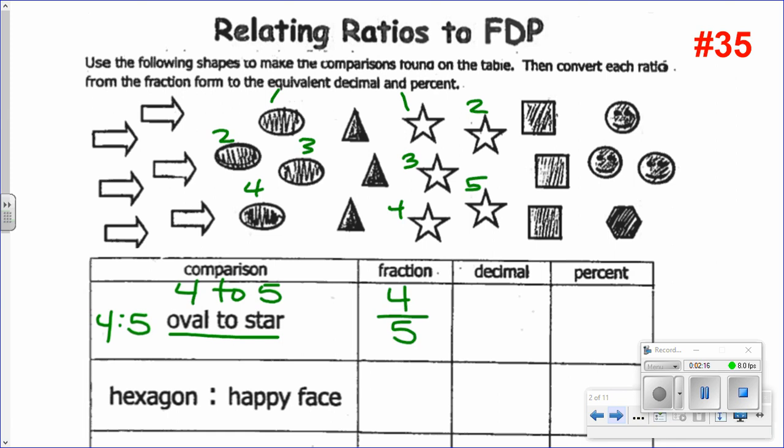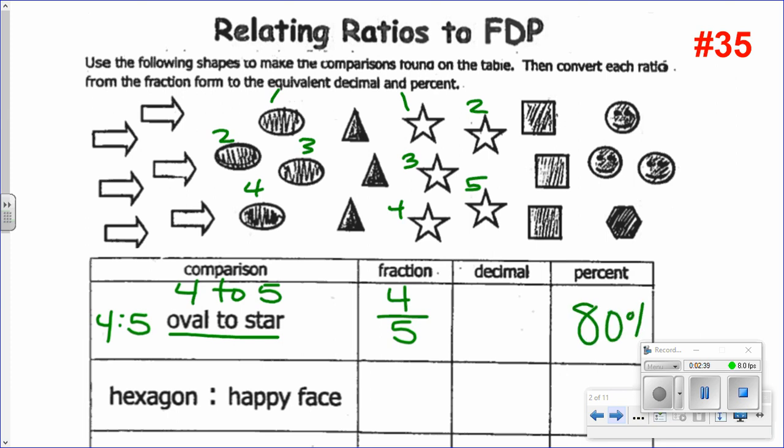Once we have our fractions, you're going to put the fraction into a decimal, and then from there into a percent. We know 4/5. Remember my trick for fifths: you can take the numerator and multiply it by 20, and that gives you the percent. So 4 times 20 is 80%. Let's fill that one in.